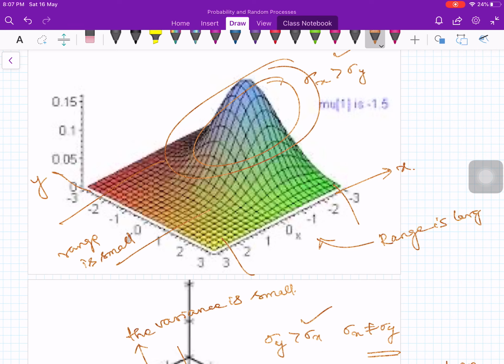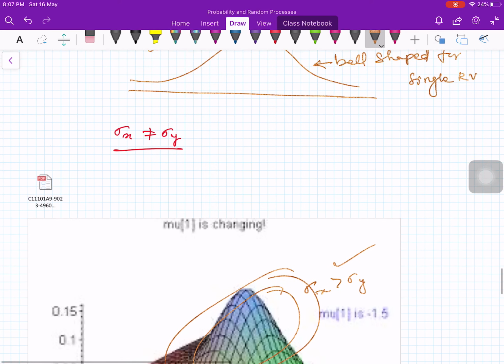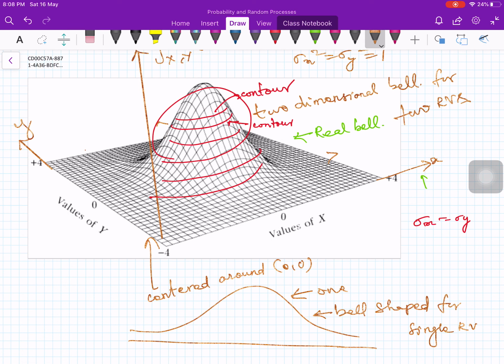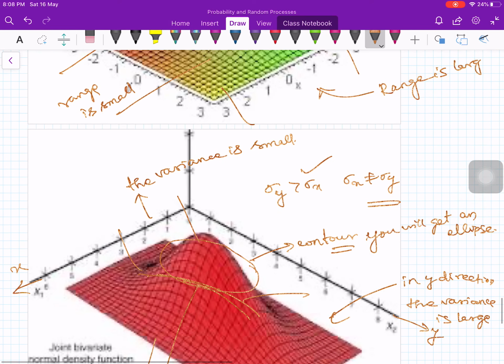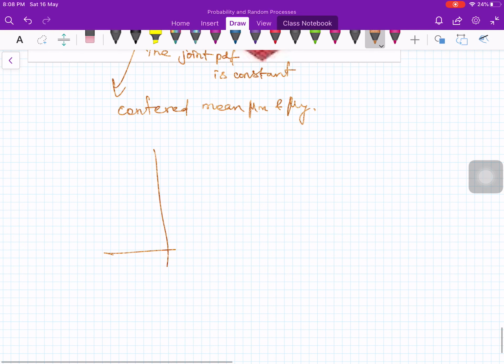In this particular case, since the bell is centered around the 0, 0 vector, this is a plot of a bivariate normal. It has two variables, so it is called a bivariate normal with zero means. Bivariate normals are also interesting when your bell is oriented differently in space. See, the bell is oriented like this, like a circle.